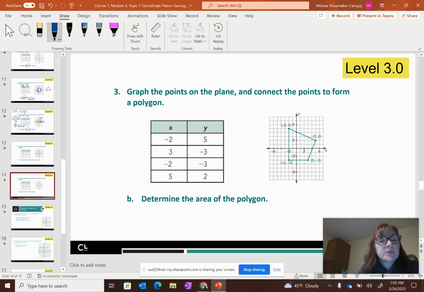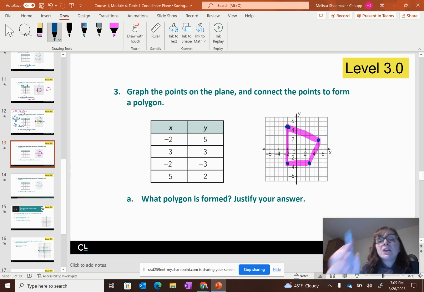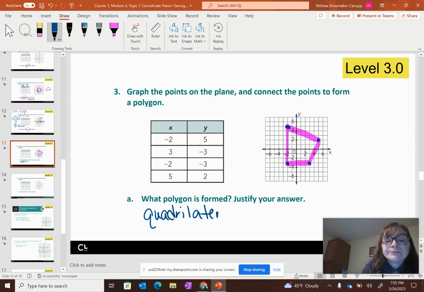Here's another one. Let's try this one. (-2, 5). Let's plot these. (-2, 5), (3, -3), (-2, -3), (5, 2). This looks a little weird, doesn't it? That's straight. This is straight. That's not straight. So what polygon is formed? Ooh, that's a tough one. It's not really anything. So the only thing that we can call it is a quadrilateral.